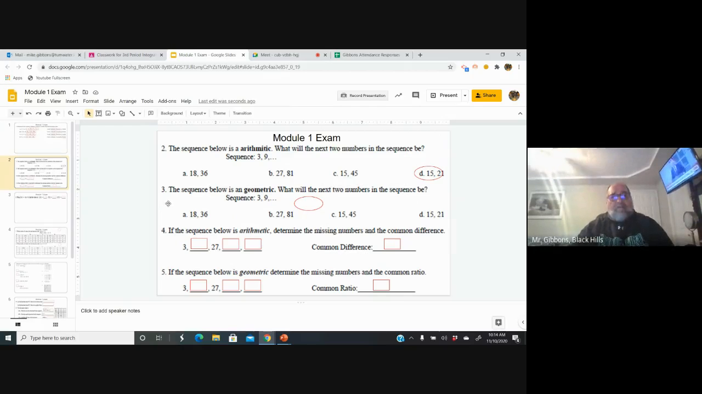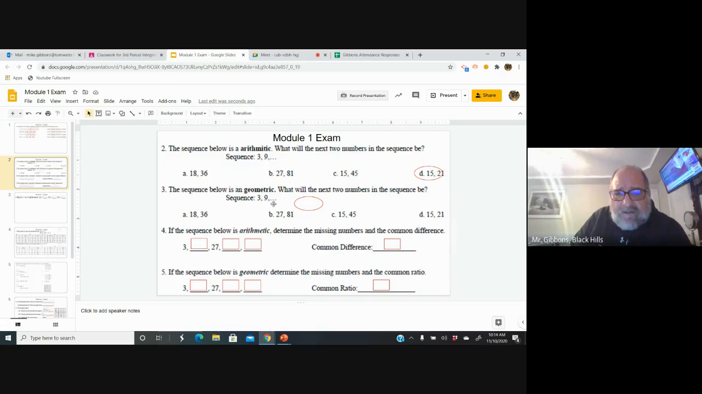So number 3, the sequence below is geometric. What will the next 2 numbers in the sequence be? That means we're multiplying by something. They gave me the first 2 terms again, 3 and 9. Same terms as above, but if it's geometric, that means we have to have a common ratio. What are we multiplying by? You guys should be able to tell me that 3 times 3 is 9. So I have a common ratio of 3. That means I've got to multiply by 3 again.